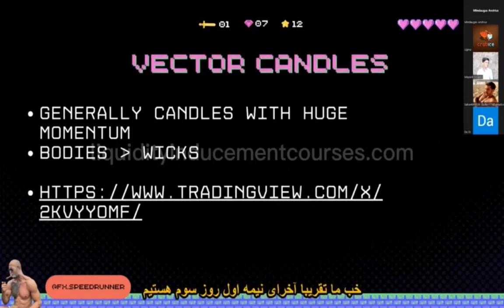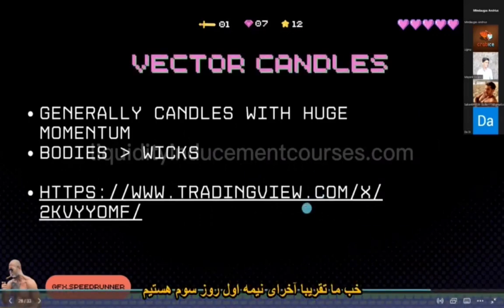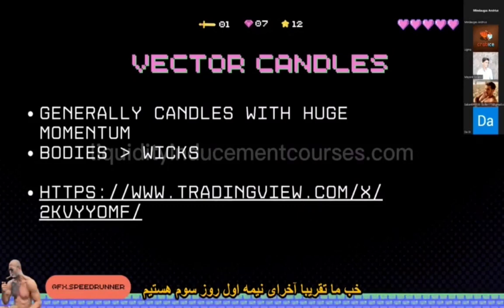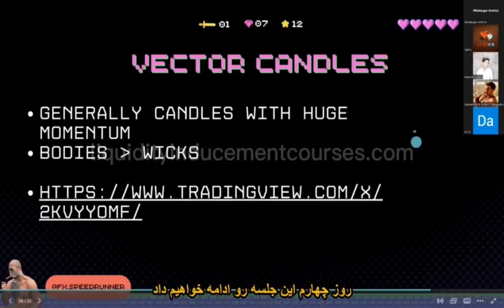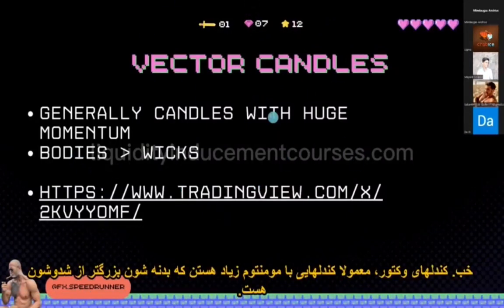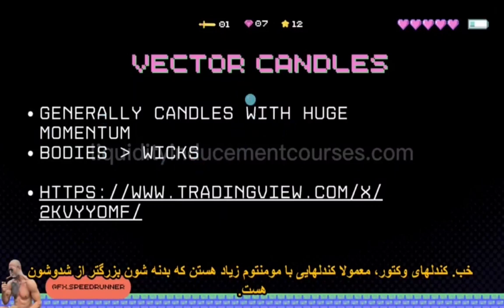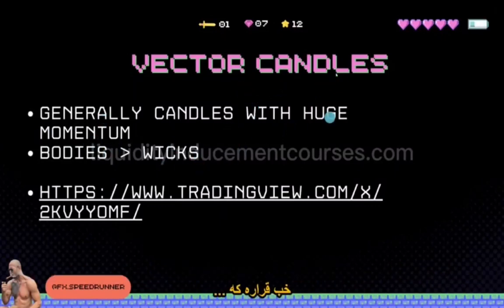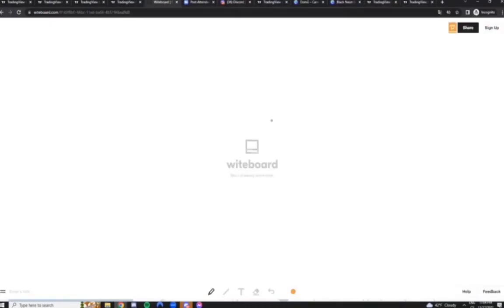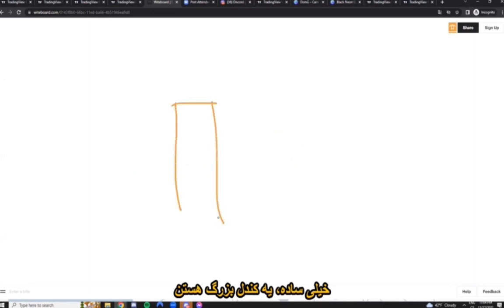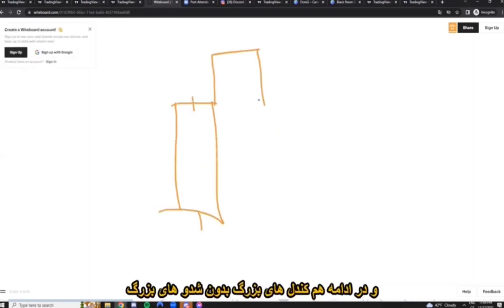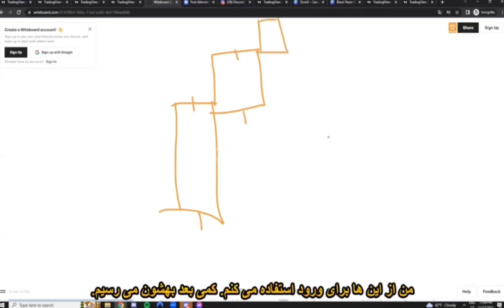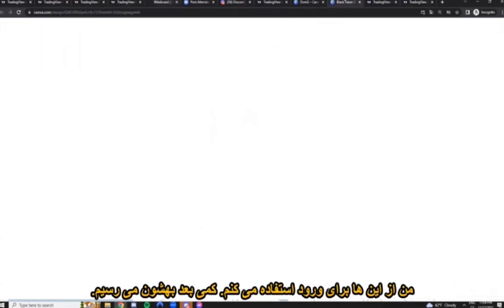Okay, so now we are almost at the end of our first half of day 3, and we're gonna do day 4 as a continuation to this session. So vector candles, generally candles with huge momentum bodies or wicks. It's simply a long candle, another long candle without many wicks, another long candle, and I use that for entry, and we're gonna talk about it in a while.